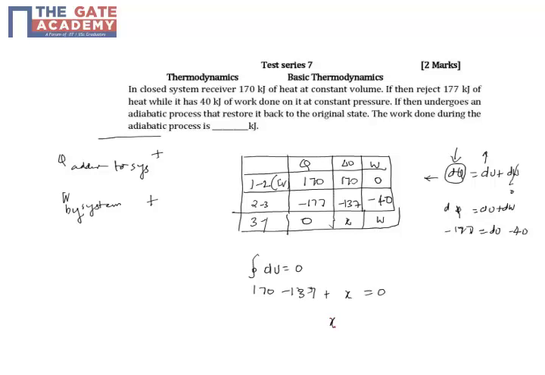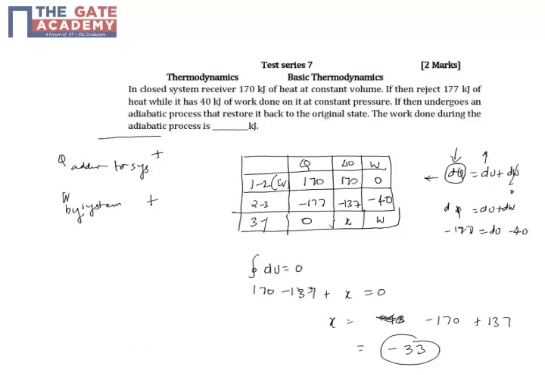So this X will be minus 170 plus 137, so it is minus 33. Sorry about that, let's calculate again: minus 170 plus 137, so it is minus 33 is the internal energy change. So X is minus 33.